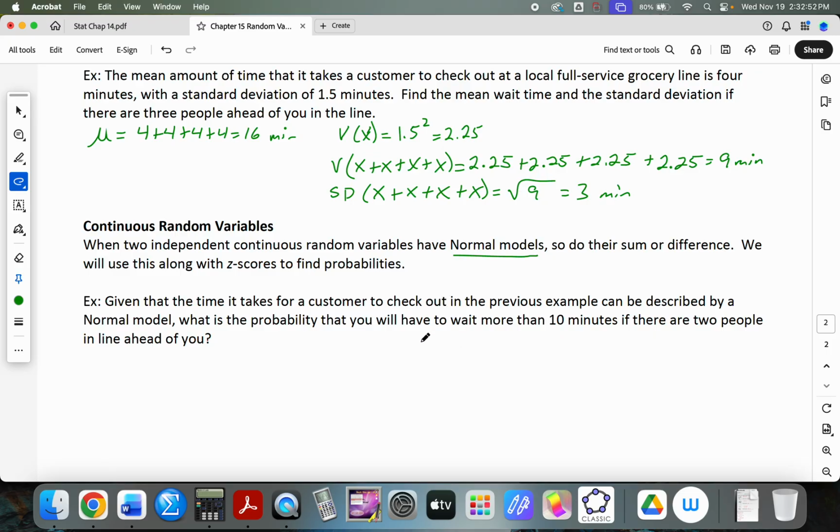All right, given the time it takes for a customer to check out in the previous example can be described by a normal model, what is the probability that you will have to wait 10 or more minutes if there are 2 people in the line ahead of you? Okay, and by wait on this one, I didn't make it very clear. Let's put wait until your checkout begins.